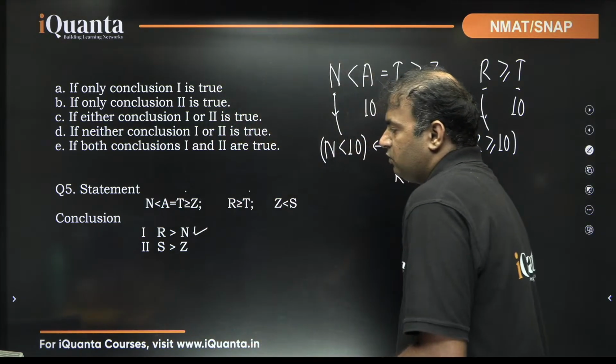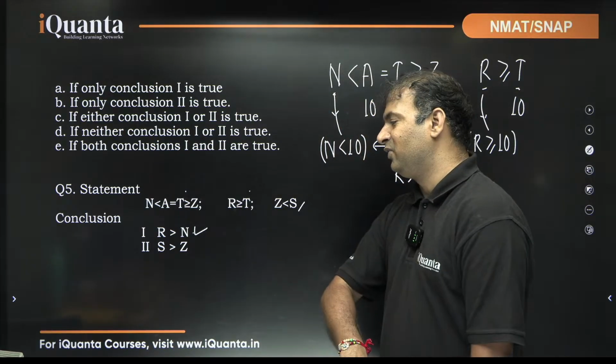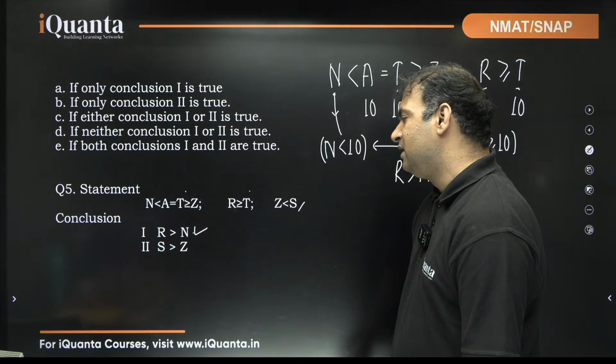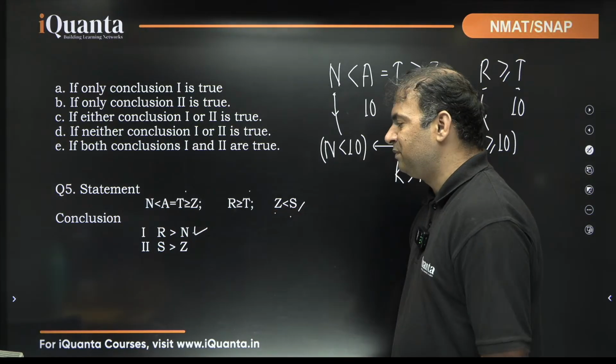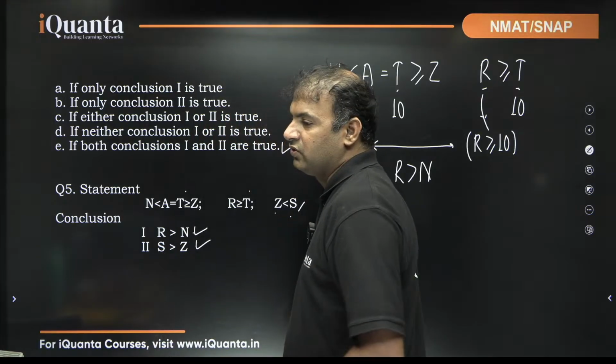That's why conclusion 1 is definitely true. Now coming to conclusion number 2, that connects s and z, and that is something given already. Maybe they have given this conclusion to confuse us. Z is less than s, that means s is greater than z. This is also correct. That means option E is the right answer.